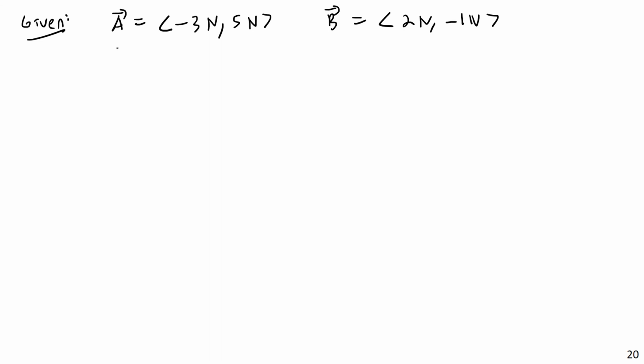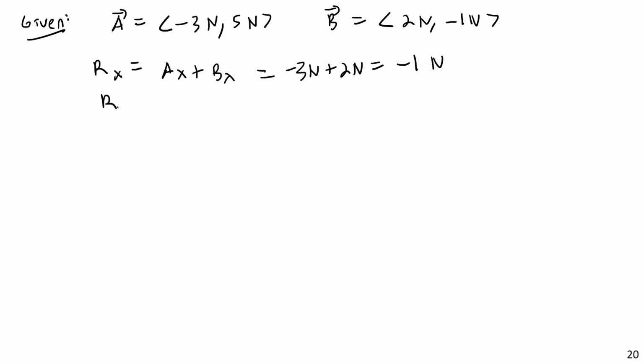Now, one way of saying this is I could say that the x component of the resultant vector is going to be equal to Ax plus Bx, the x component of A plus the x component of B. So that would be equal to -3 newtons plus 2 newtons, or simply -1 newton. And so that's the x component of the final resultant.